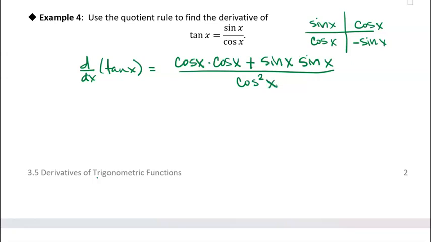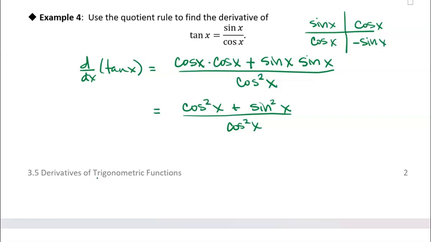All right. Now, cosine of x times cosine of x, that's cosine squared of x. And sine of x times sine of x is sine squared of x, all over cosine squared of x. All right. Now, we can simplify that even more, right? Because you should recognize the numerator. You should definitely recognize it. It's the Pythagorean identity, right? This holds for any value of x.